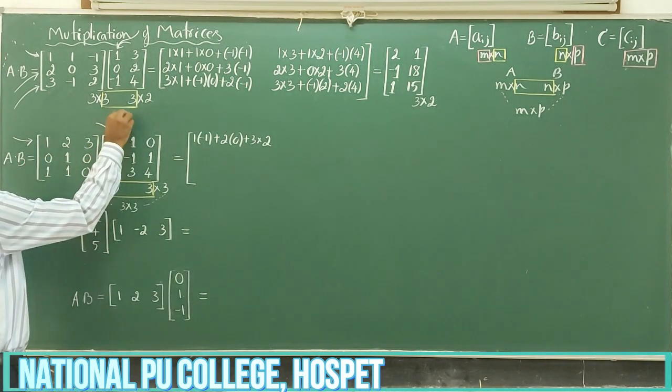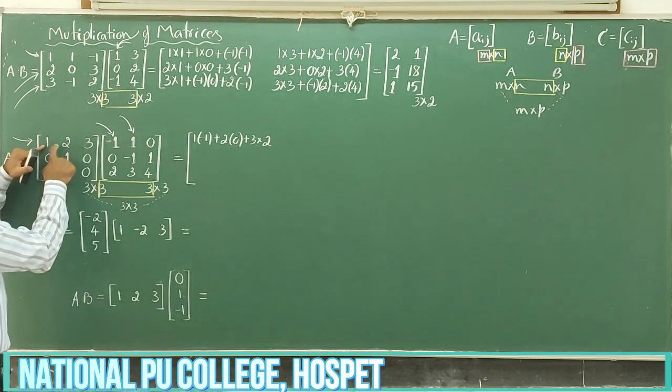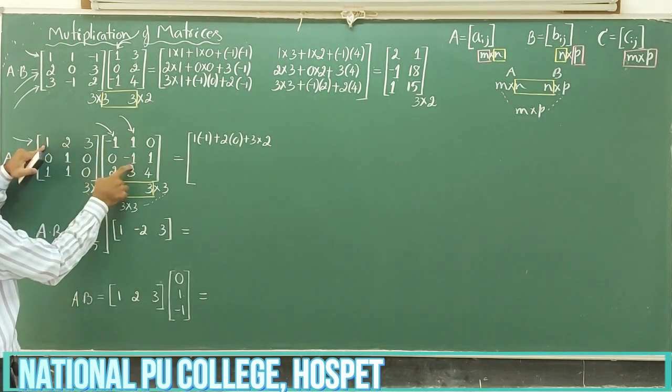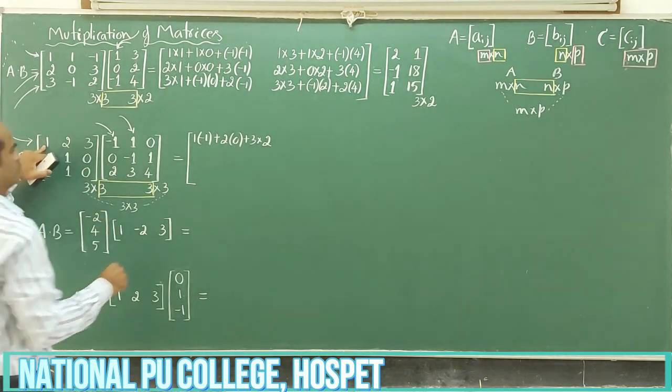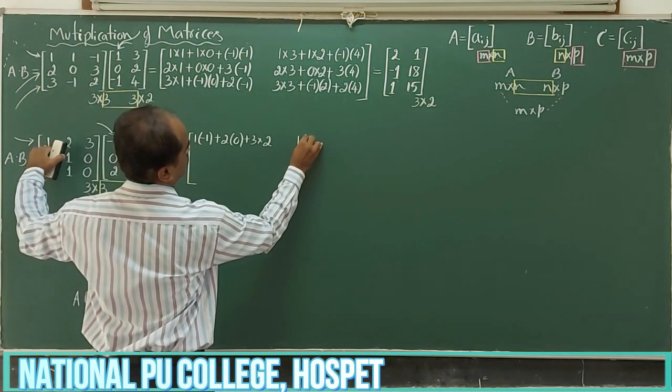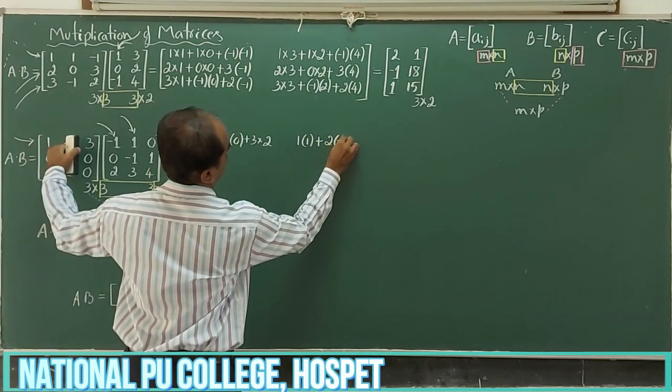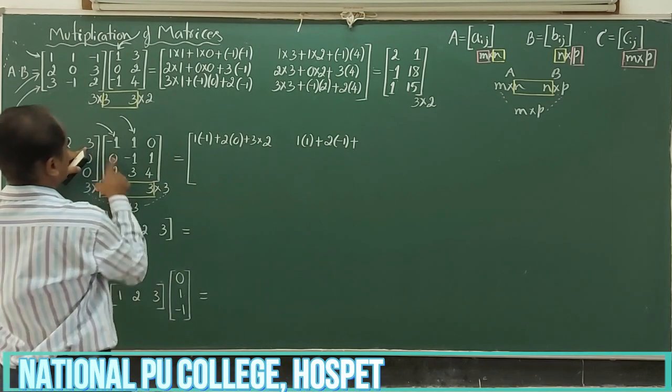First row with second column now. 1, 2, 3 with 1, minus 1, 3. Let me write 1 into 1 plus 2 into minus 1 plus 3 into 3.